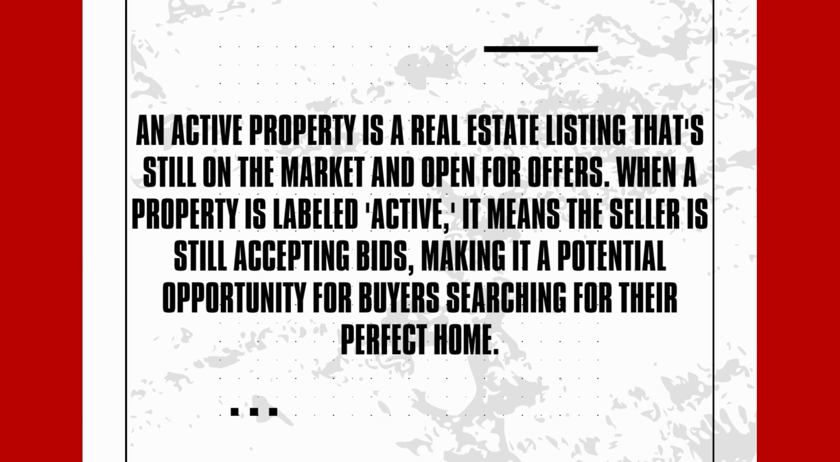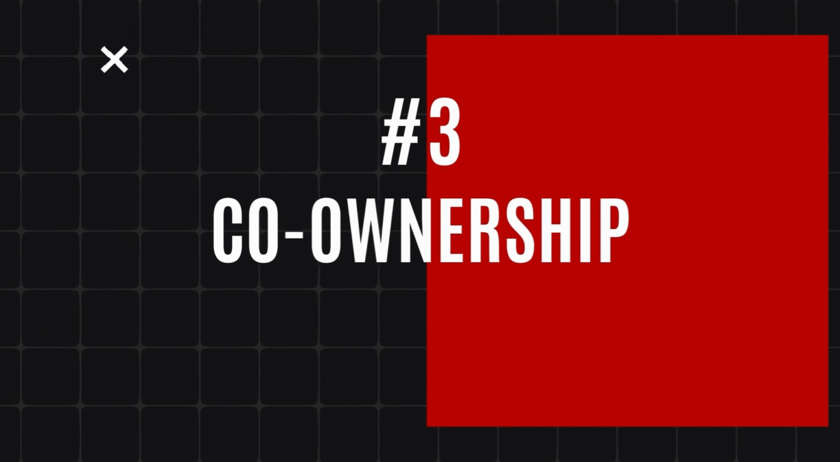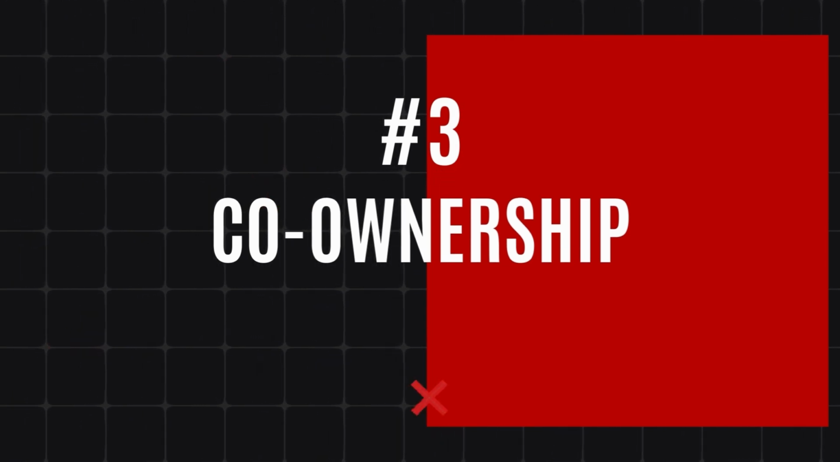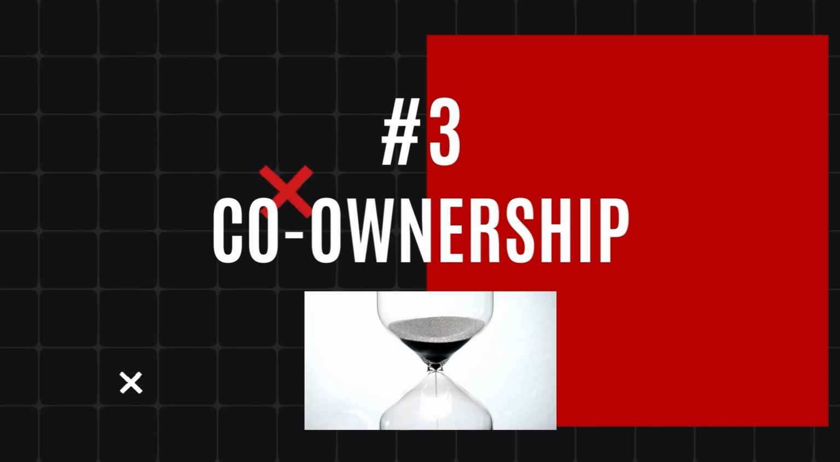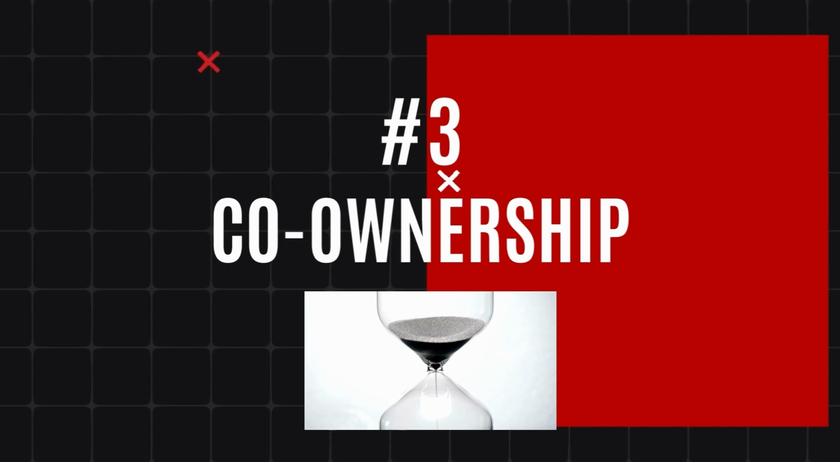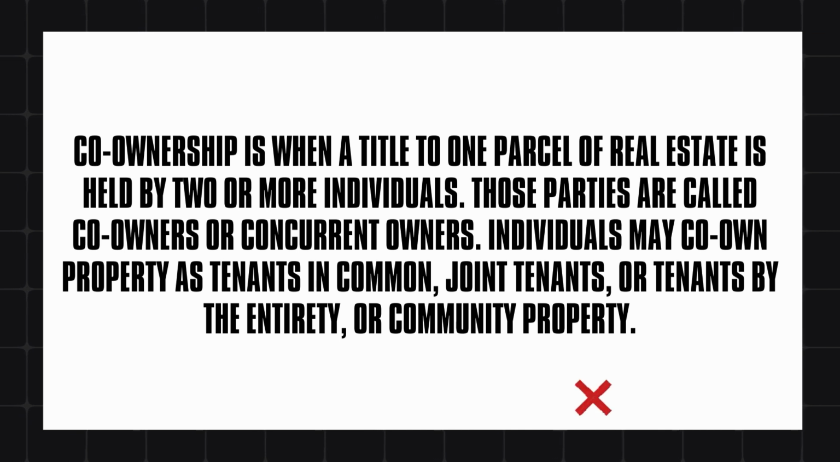Moving on, term number 3, co-ownership. Take a few seconds and think about it. Co-ownership is when 2 or more people share ownership of a single property. These co-owners may hold the title as tenants in common, joint tenants, or tenants by the entirety. The type of co-ownership determines the legal rights and responsibilities of each party in relation to the property.